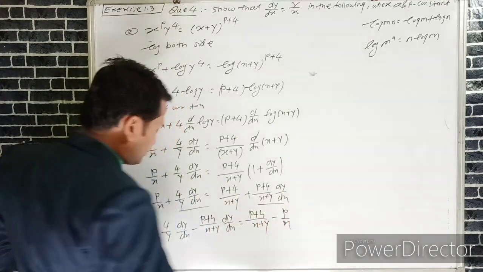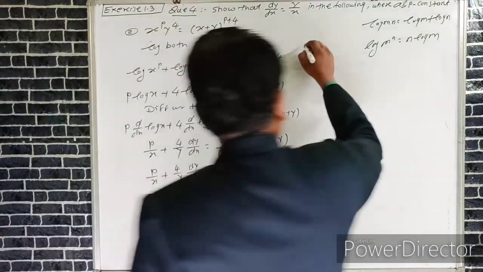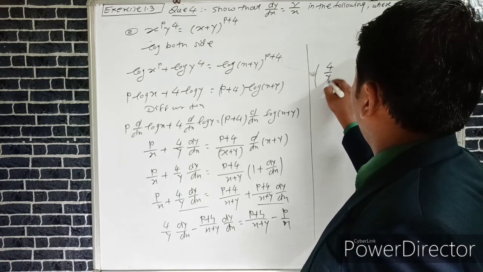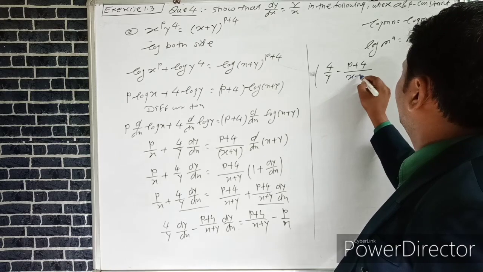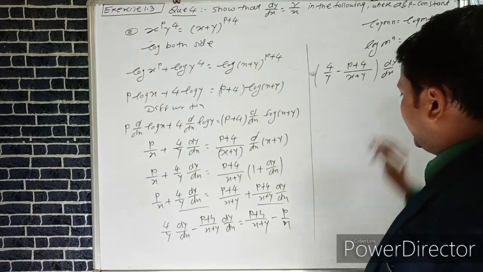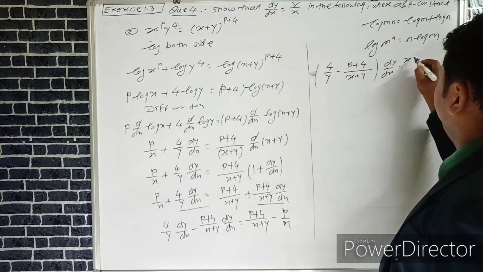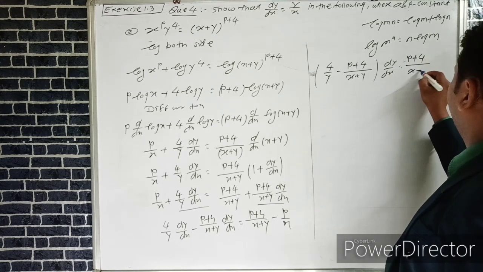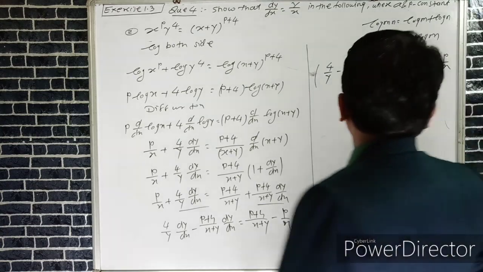It is clear that we have to find dy by dx. If we take dy by dx common, we can write 4 upon y minus p plus 4 upon x plus y into dy by dx. We can take here x into p plus 4 upon x plus y minus p by x.